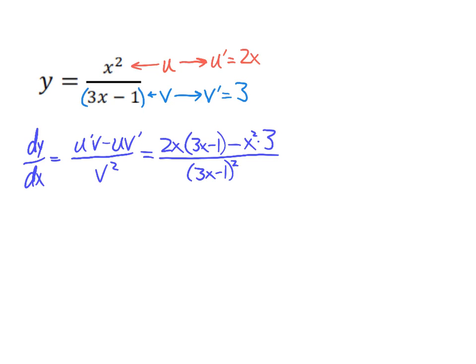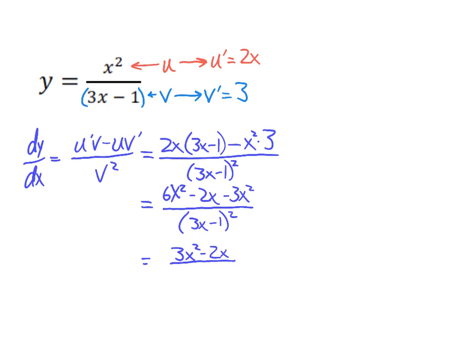All we have to do at this point is simplify our numerator. So we're going to distribute the 2x, and I get a 6x squared minus the 3x squared on the end. So that's going to give us 6x squared minus 2x minus 3x squared over 3x minus 1 squared. So that's 3x squared minus 2x all over 3x minus 1 squared.